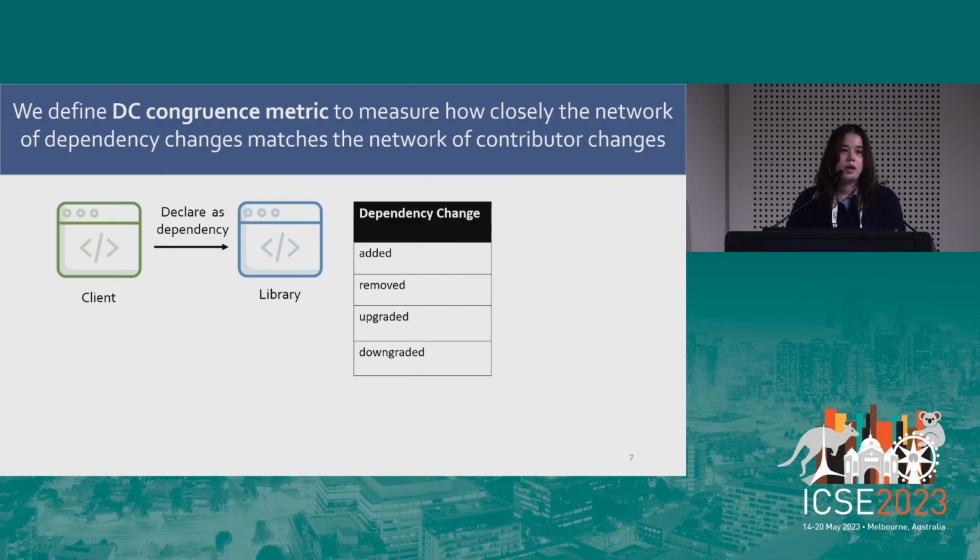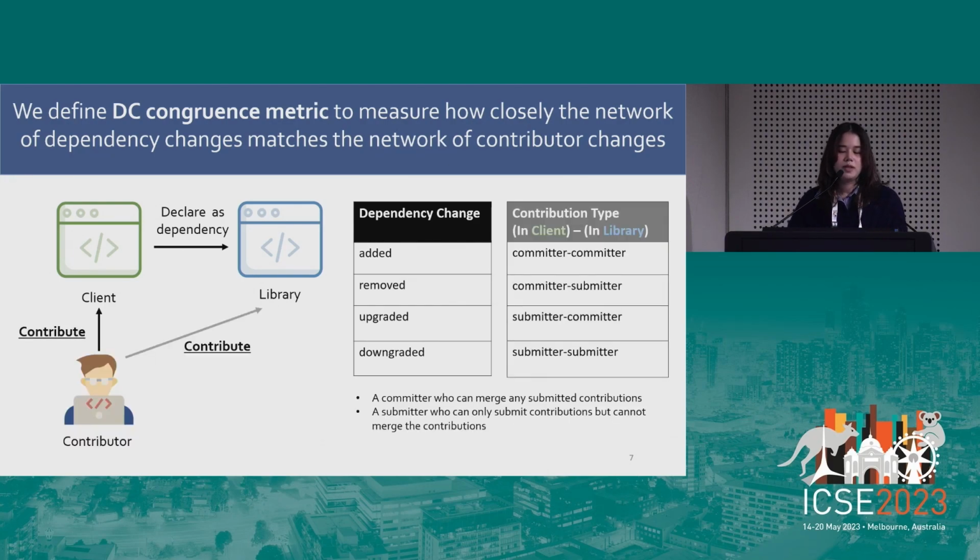And in this work, we look at the 4 different types of dependency change, which are add, remove, upgrade, and downgrade. And we also define 4 types of contribution based on the contributor role in the client and library package, which are committer and committer, committer and submitter, submitter and committer, and submitter and submitter.